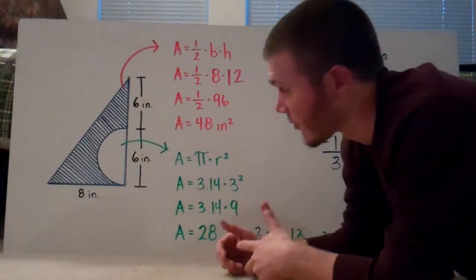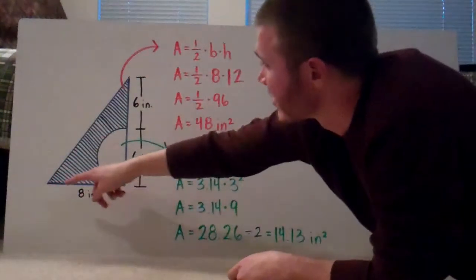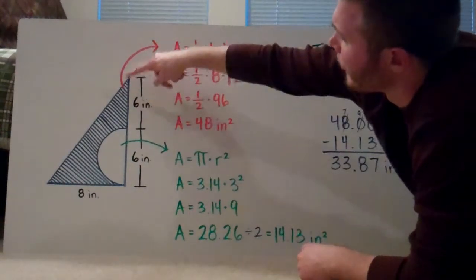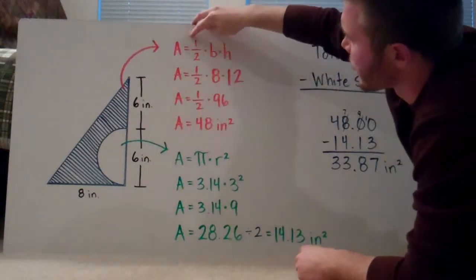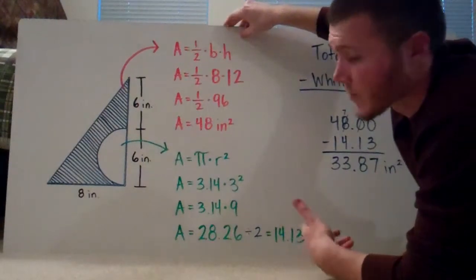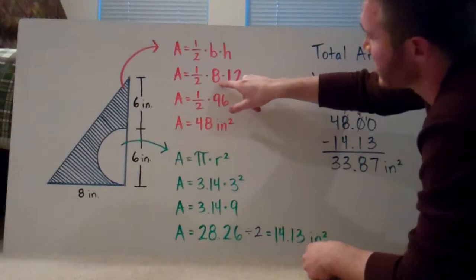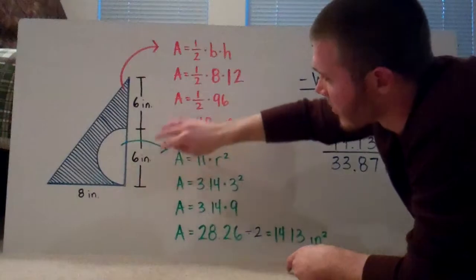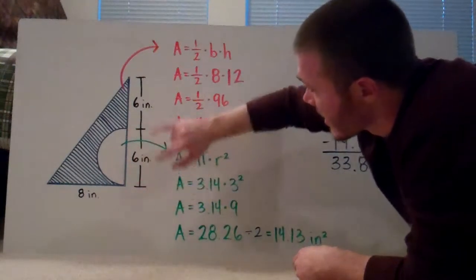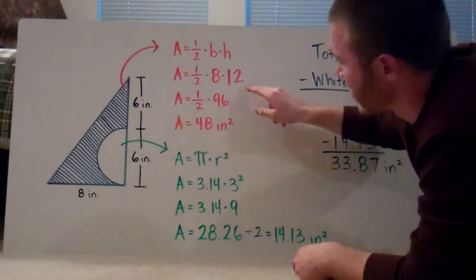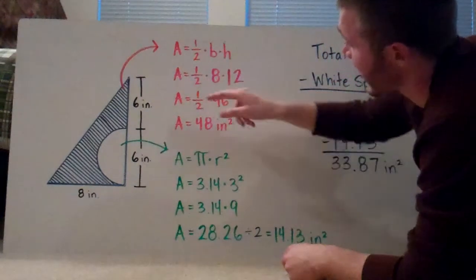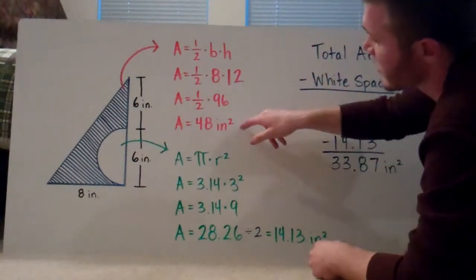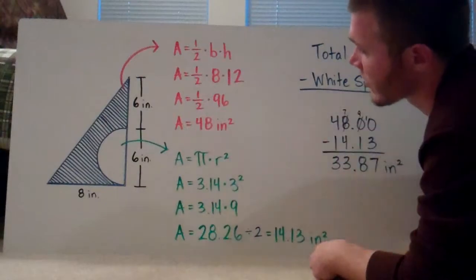First thing we need to do is find the area of the largest shape. The largest shape is this giant right scalene triangle. I'm going to find its area by multiplying 1/2 times the base times the height. The base is 8 inches. The height of the entire triangle is 12, because this is 6 from here to here, and this is 6 from here to here. 8 times 12 is 96, and half of 96 is 48. So the area of the triangle is 48 square inches.